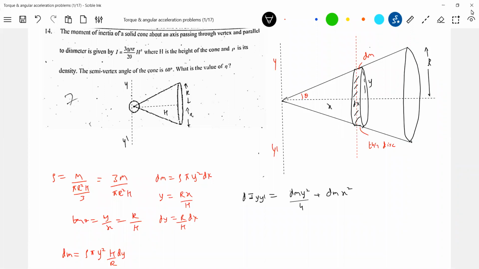So are you able to understand this one? How to calculate the dm? There's a method. Then what should be the limit? 0 to capital H, because this is x equal to 0 and this is x equal to h. It's just mathematics, nothing else. So here I'll put the limit in total, and this should be 0 to h.